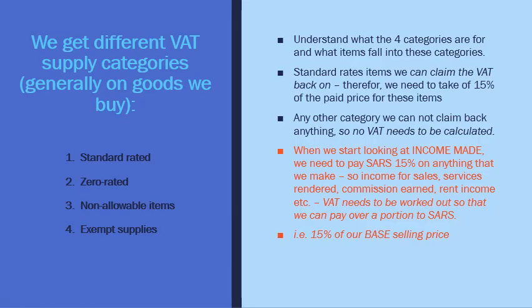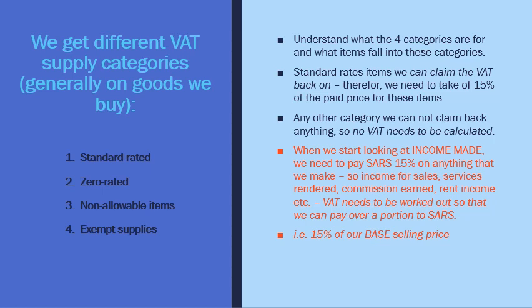So first and foremost, we get different VAT supply categories. Different categories that our VAT eligible items fall into. And we classify these categories by the goods, the items that we buy. So we get standard rated, we get zero rated, we get non-allowable items, and we get exempt supplies. That's your 4 categories, non-negotiable. You need to know them, you need to understand them.